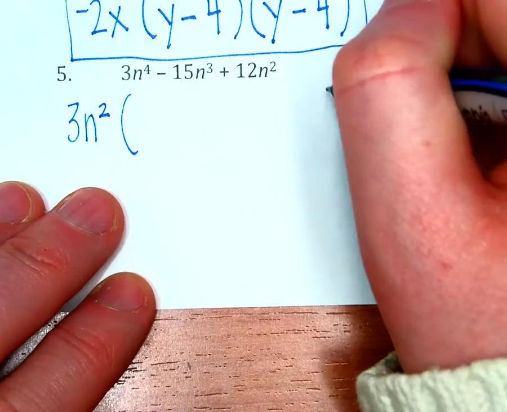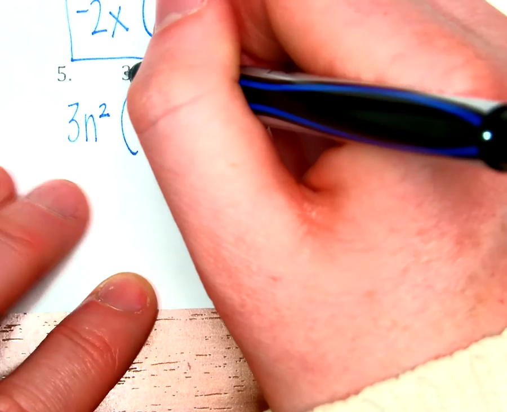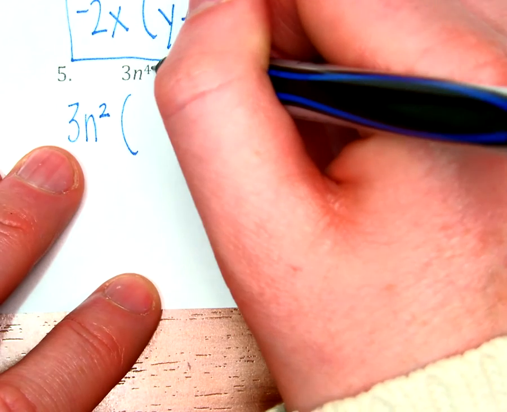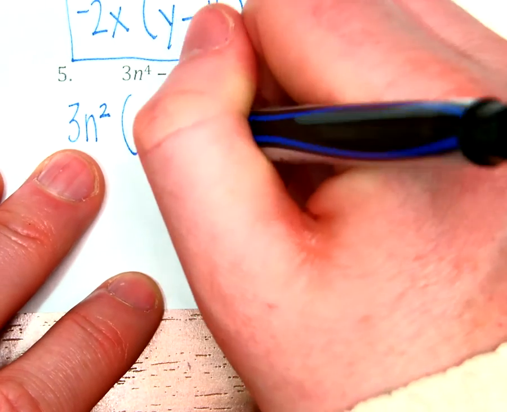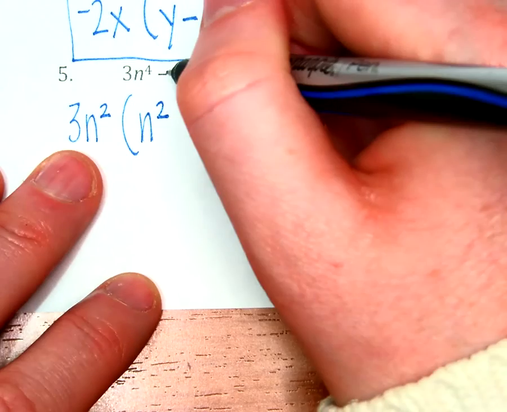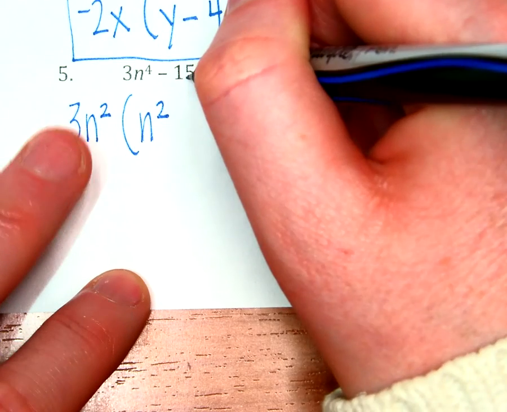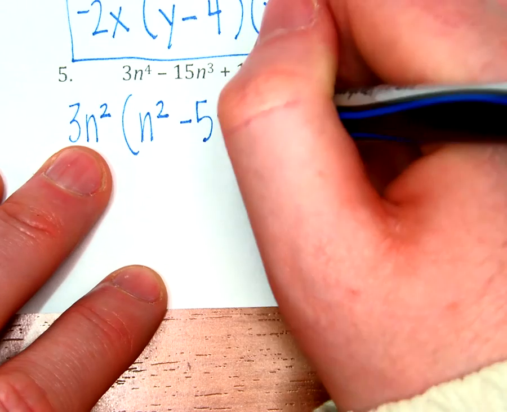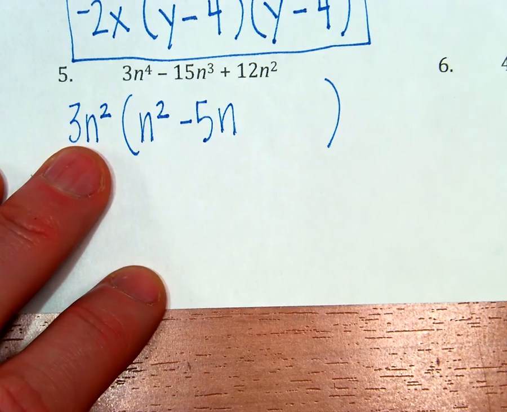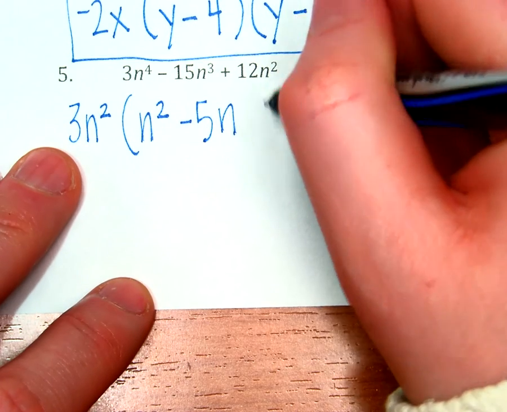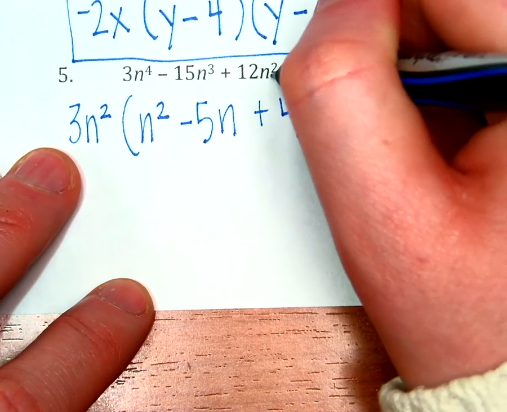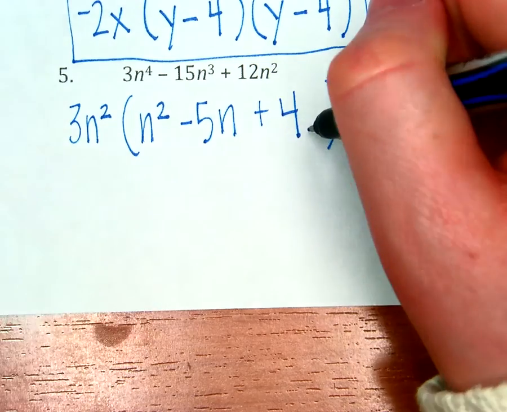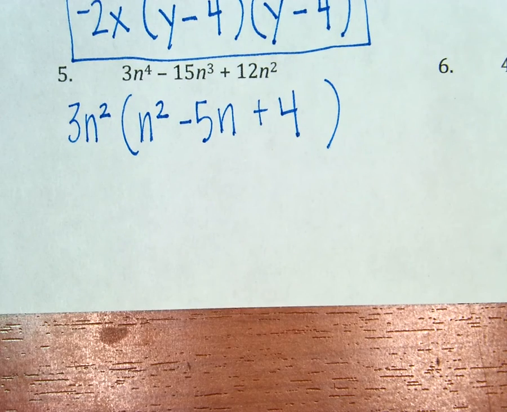If I do that, let's do our leftovers now. 3 divided by 3 is just 1. N to the 4th, but I'm taking out n squared, that'll leave me with n squared. For the next term, negative 15 divided by this 3 would be negative 5. N cubed, but I'm taking out n squared, that'll leave me with n. 12 divided by this 3 would leave me with 4. N squared, but I took out n squared, so I don't have any letters left next to the 4.